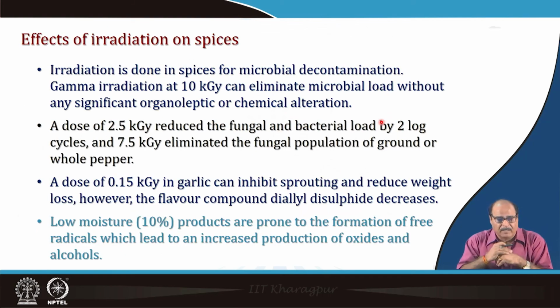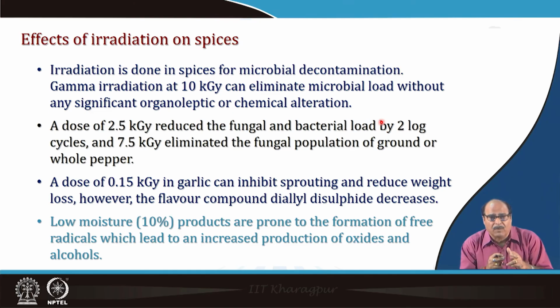similar effect. Then effect of irradiation on spices. Irradiation of spices is done particularly for microbial and insect decontamination, insect disinfestation. Gamma irradiation at the rate of 10 kGy can eliminate microbial load without any significant organoleptic or chemical alteration. A dose of 2.5 kGy reduced the fungal and bacterial load by 2 lakh cycles, and 7.5 kGy eliminated the fungal population of ground or whole pepper.